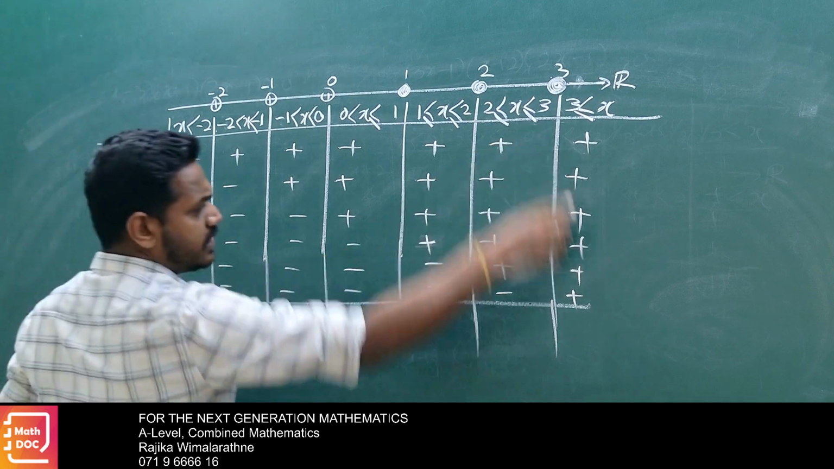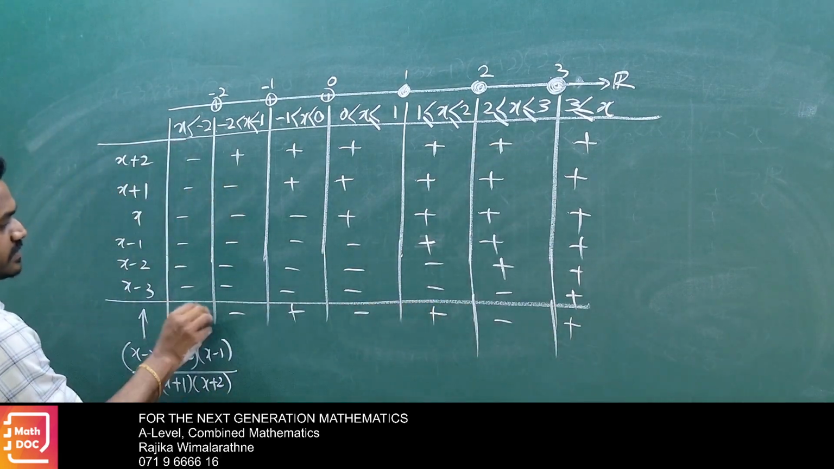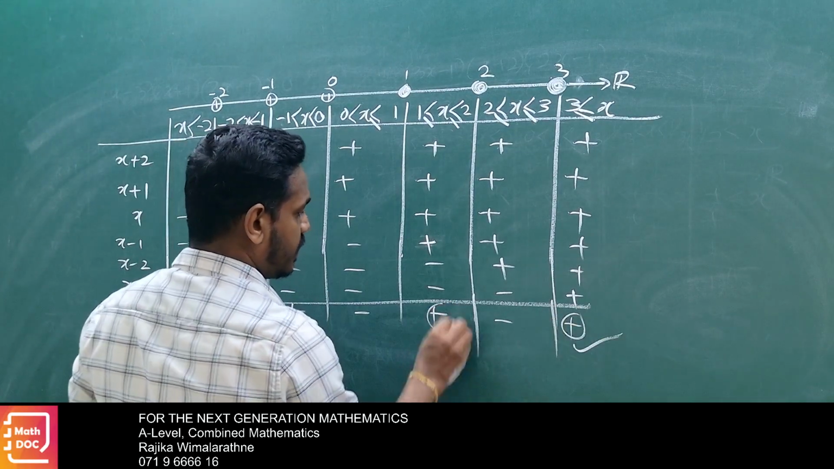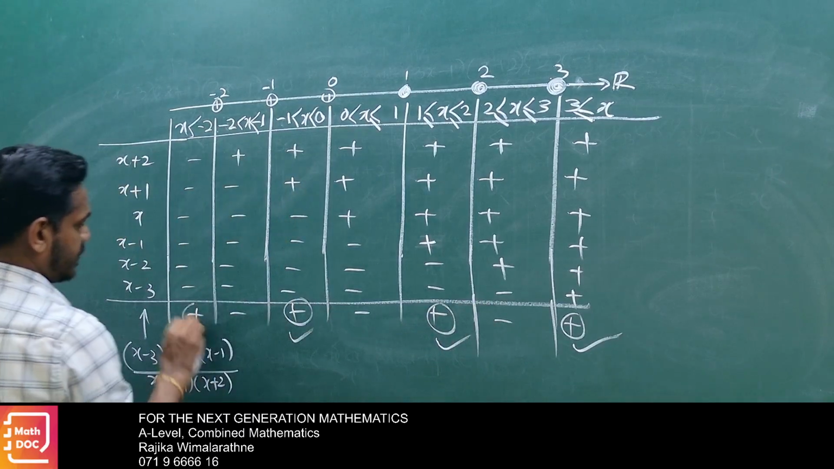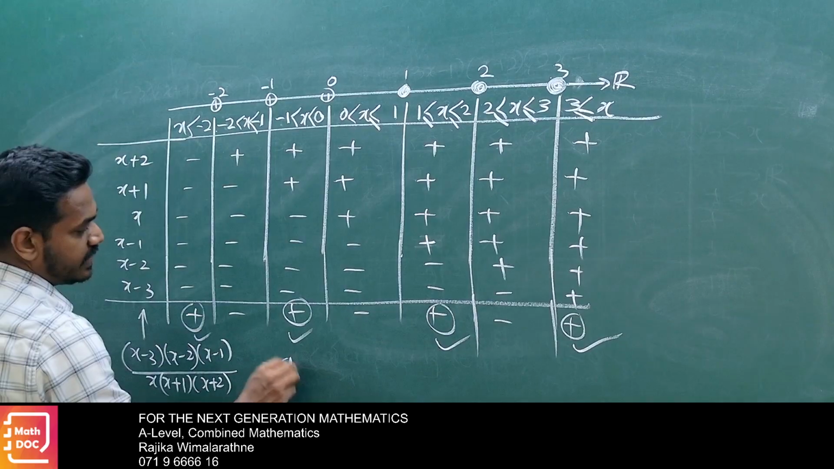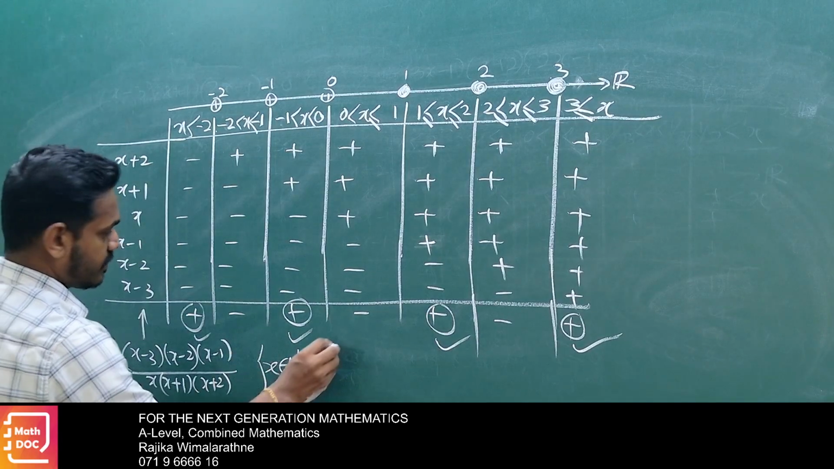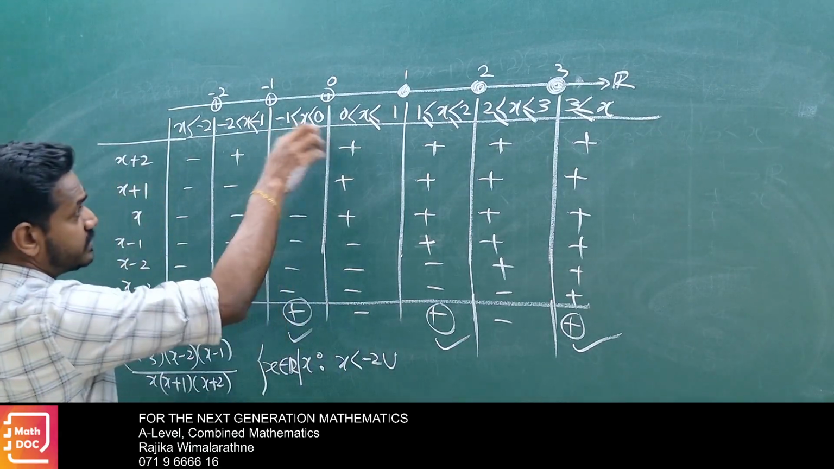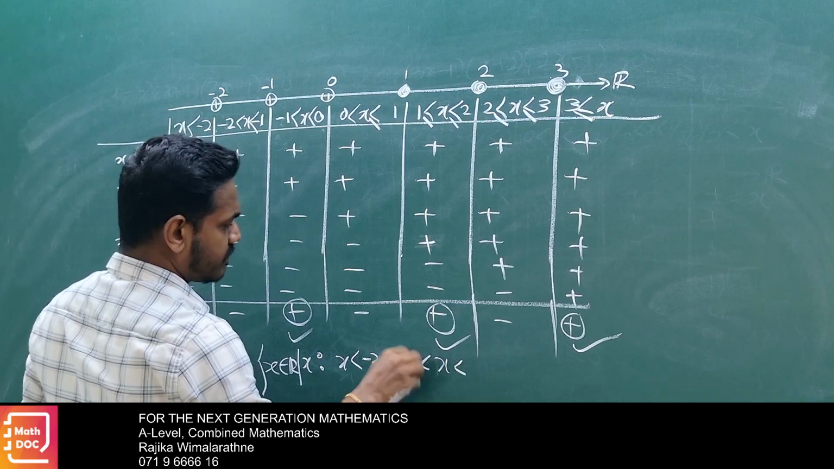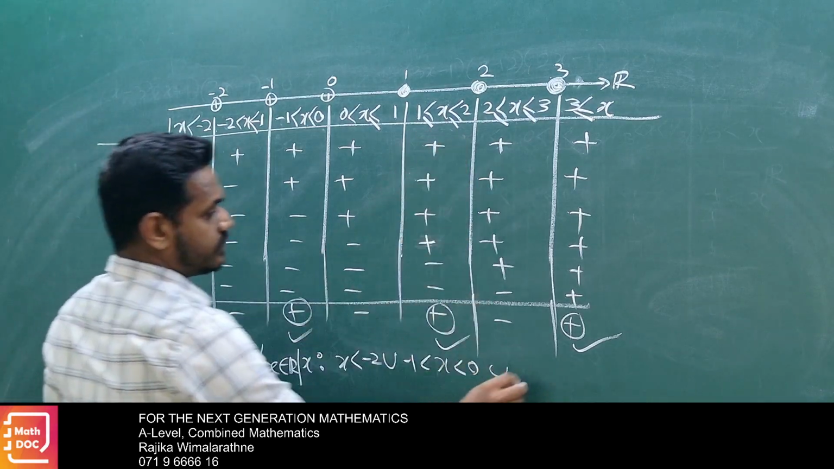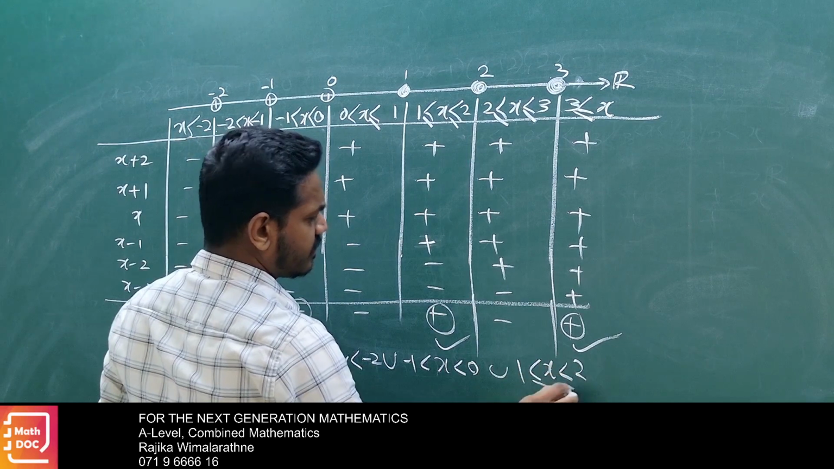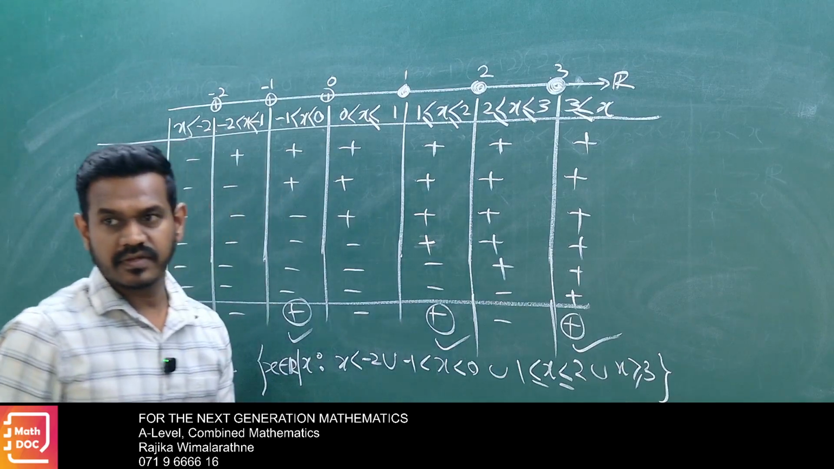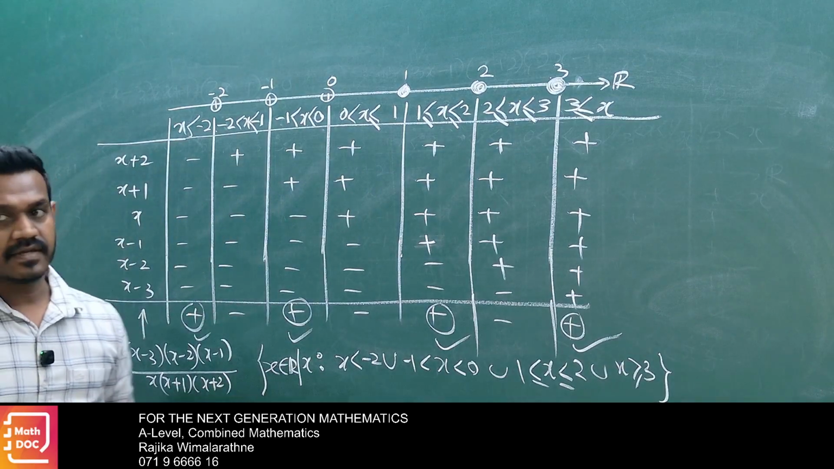Then here plus, minus, plus, minus, plus, minus, plus. Then positive regions here, here, here, and here. Then final answer, x element of real set, x such that x less than minus 2, union minus 1 to 0, 1 to 2, greater than 3. Okay, complete.